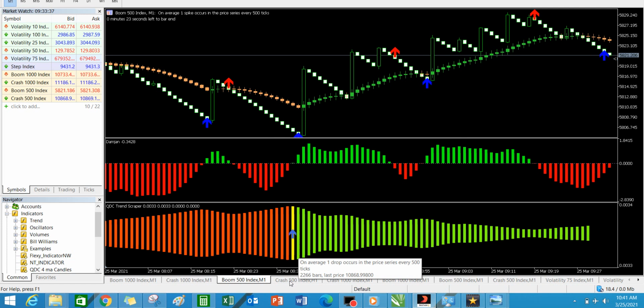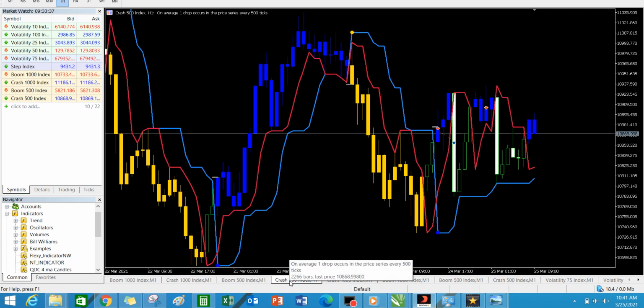So let's check out what is happening with Crash 500, and I will be using the NT indicator to do my analysis here. Okay, for the NT indicator, you can see this long crash. It was on a downtrend there because this is the 1 hour time frame, but right now it is pulling back up, trying to go back up on an uptrend. So let's see how far it will go.